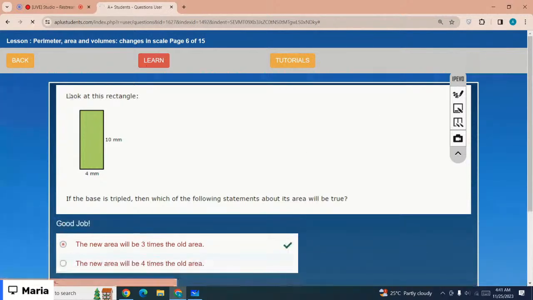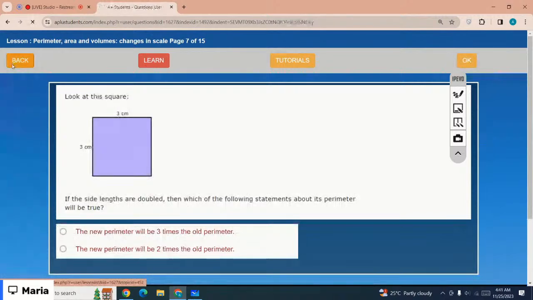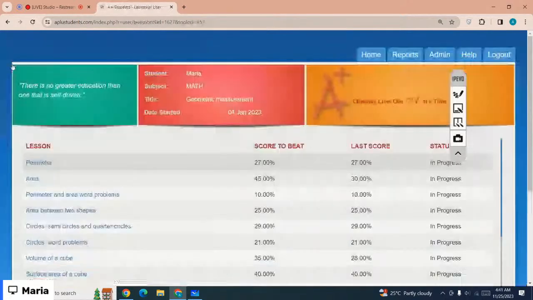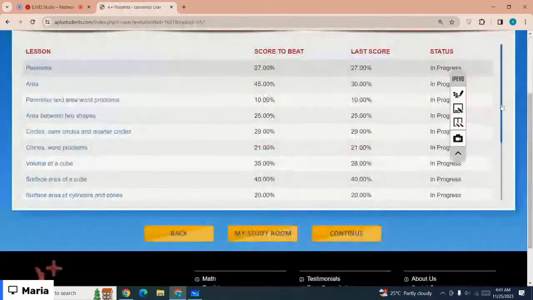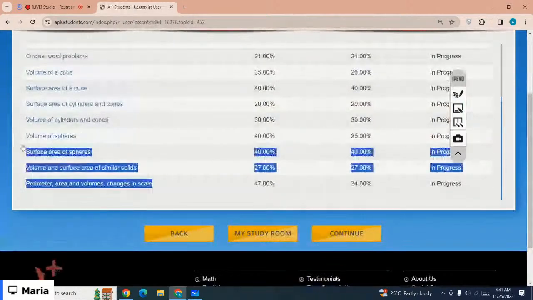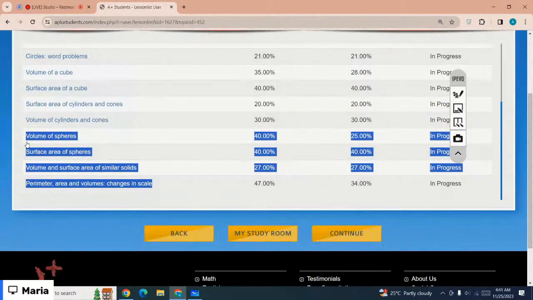Okay, you can complete the lesson by yourself later today. So we were working on grade 8 maths. The chapter we were working on is geometric measurement, and the lessons we have covered today are the volume of spheres, surface area of spheres, volume and surface area of similar solids, and perimeter, area and volume change in scale, right? So please make sure before the next session you complete all the practice questions for the lessons we did today. That is your homework until next session, right?